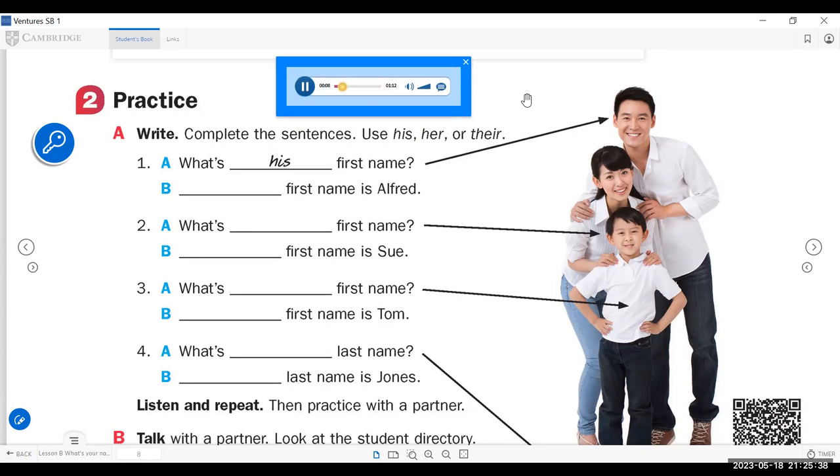1. What's his first name? 2. His first name is Alfred. What's her first name? Her first name is Sue. 3. What's his first name? His first name is Tom. 4. What's their last name? Their last name is Jones.